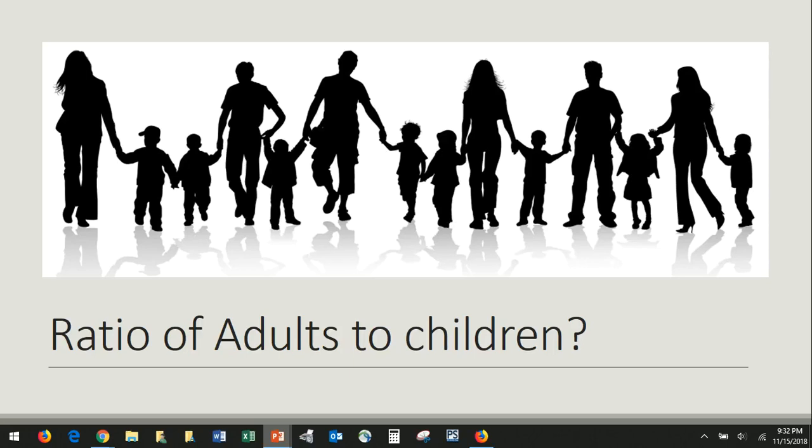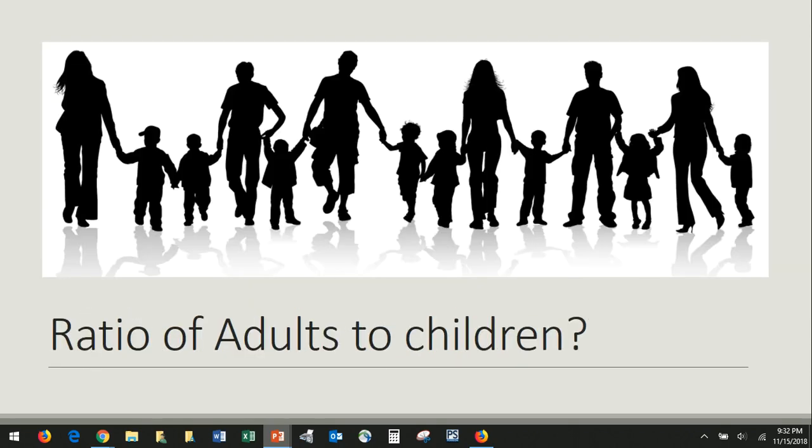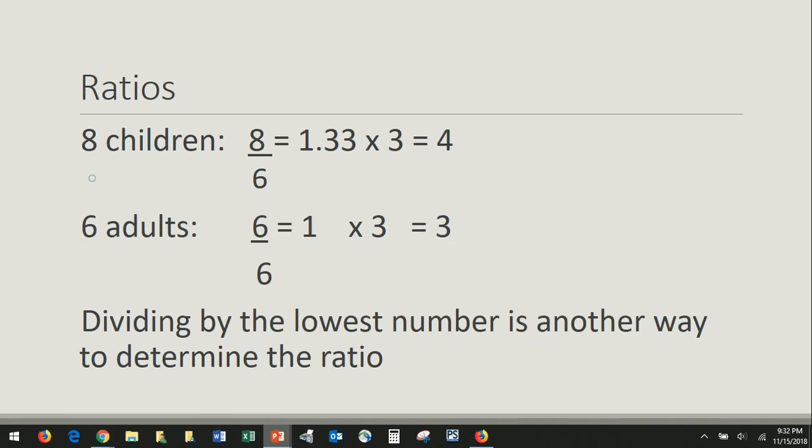So the last thing we were talking about, or second last thing, was this percent composition. So if we do ratios, if you look at this picture and we ask for adults to children, you can see there's 6 adults to 8 children. Another way to do that is to divide each number of things that you're looking at, children and adults, by the smallest number, and you'll get this 1.33 to 1 ratio.